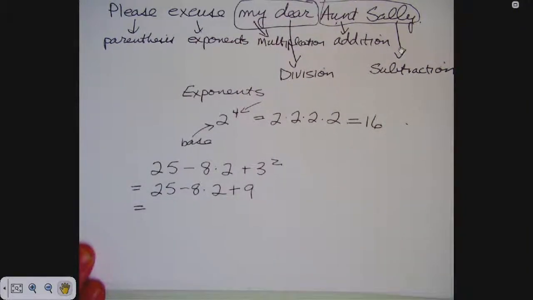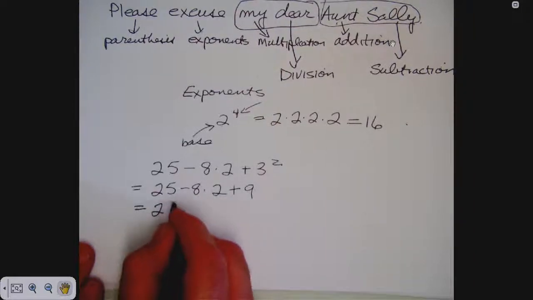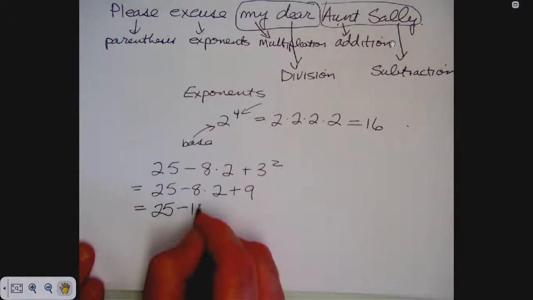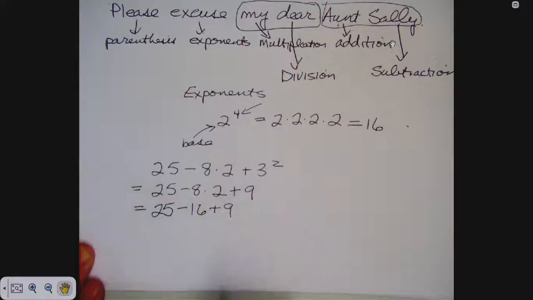No parentheses again, no exponents now because we've taken care of them. Now we're going to do multiplication or division, whichever comes first. And what comes first here is subtraction. I'm not going to do this. I'm not going to do the addition. There is no division. I'm going to do this multiplication right here, 8 times 2 next. So I get 25 minus, because I'm not doing the subtraction now, 8 times 2 is 16 plus 9.